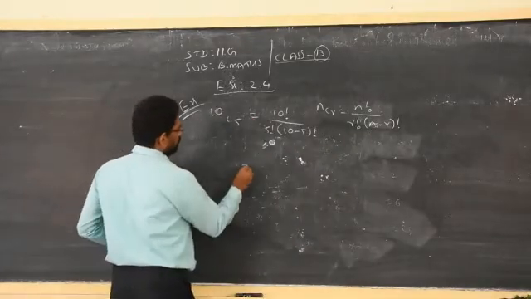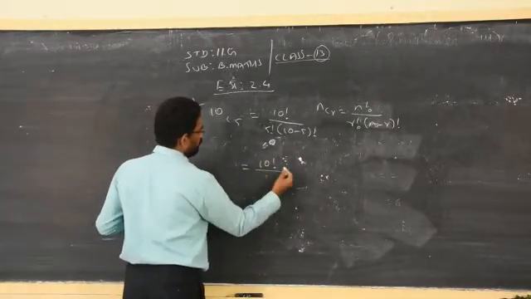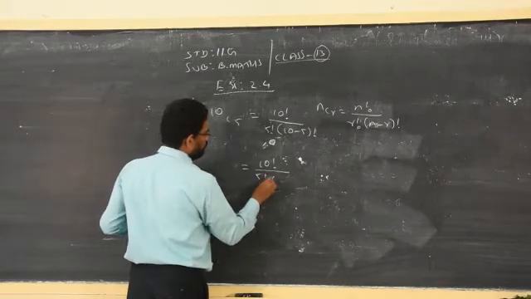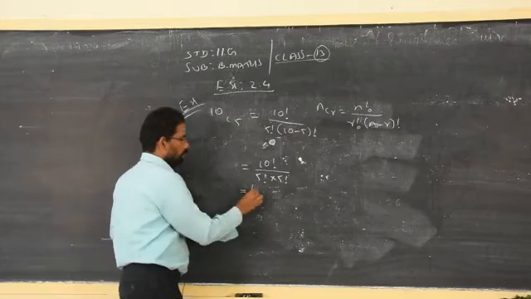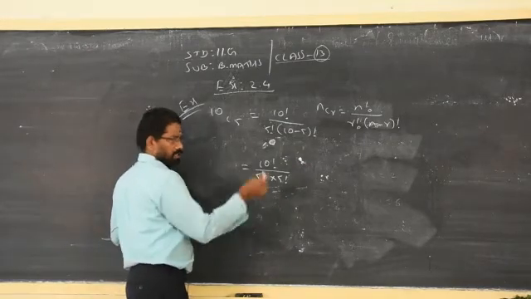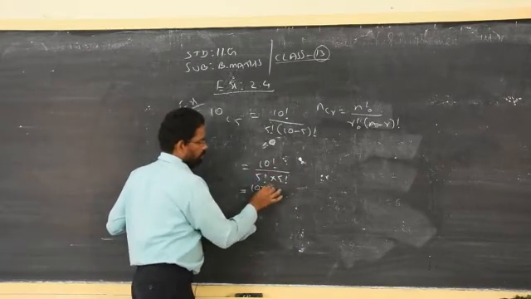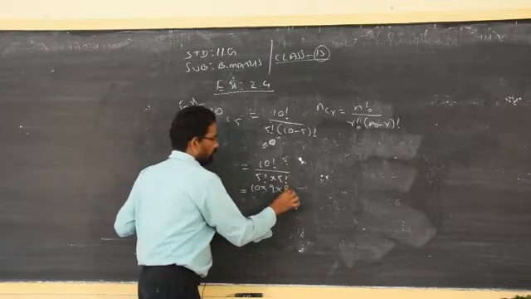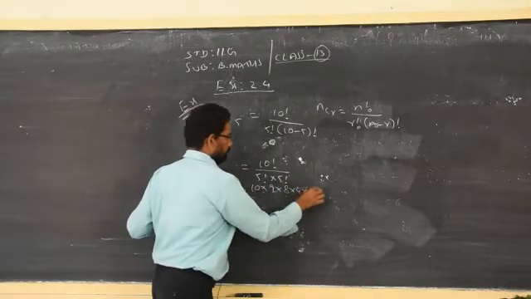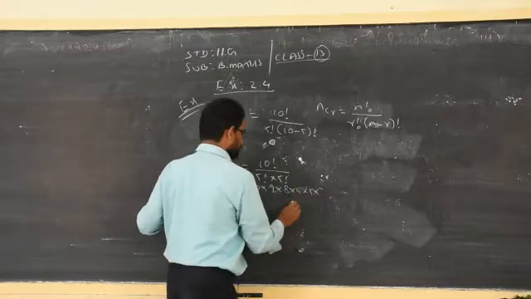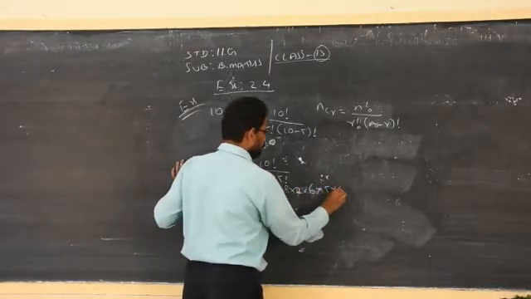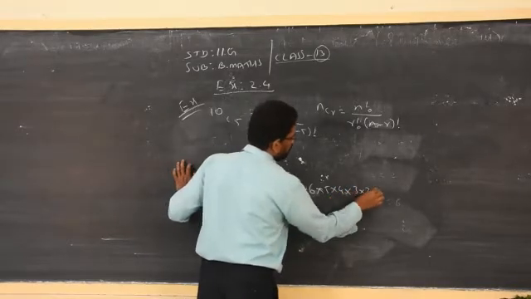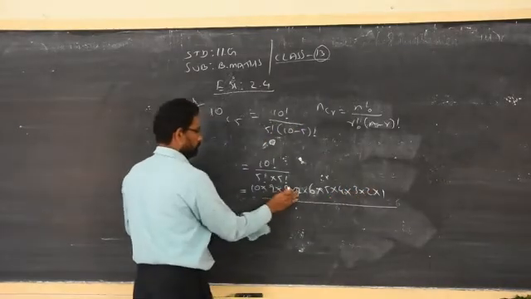That is not allowed. So 10 factorial by 5 factorial into 5 factorial. So you have to expand. You know how to expand this one, either descending or ascending order in factorial. So 10 into 9 into 8 into 7, 6, 5, 4, 3, 2, 1.